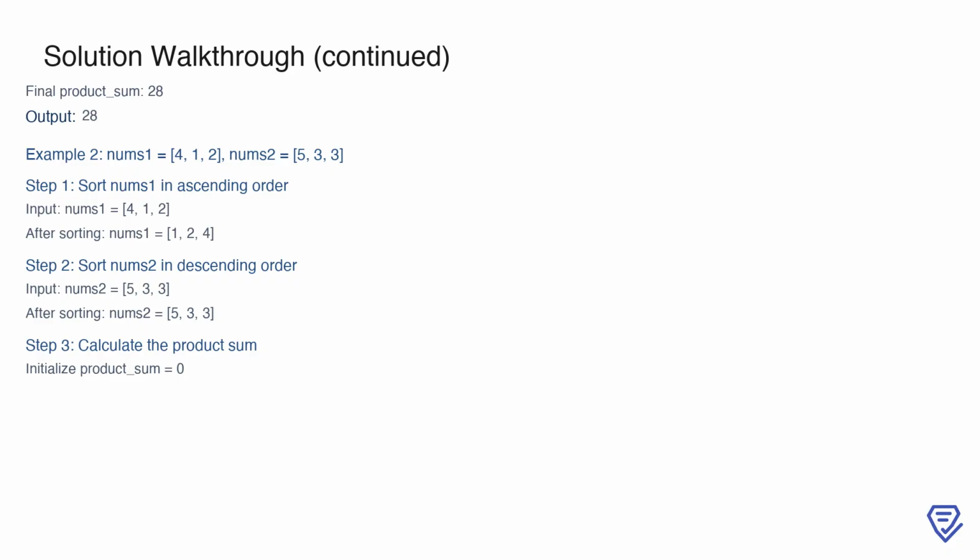Now, moving to the second example, nums1 is 4, 1, 2, and nums2 is 5, 3, 3. In step 1, we sort nums1 in ascending order, and it becomes 1, 2, 4.